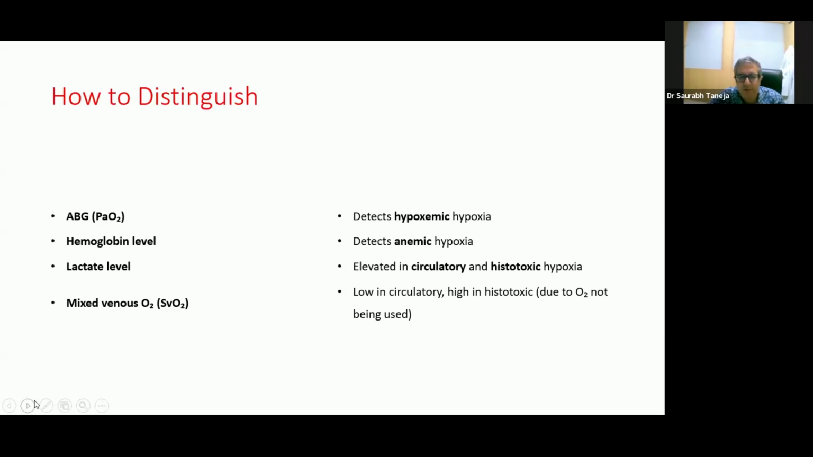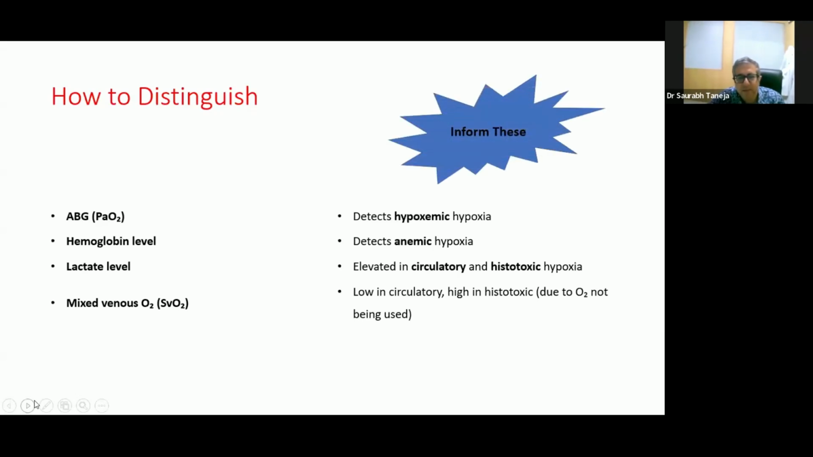When we do a mixed venous oxygen, it is low in circulatory hypoxia and high in histotoxic hypoxia. Because of the shock, whatever oxygen reaches the organ is utilized or taken out of the blood, and the mixed venous oxygen is lesser. But in histotoxic hypoxia, the oxygen is not utilized. So bright red blood goes to the organ, and bright red blood comes out of the organ. The blood has oxygen, but the organs are not able to utilize it.